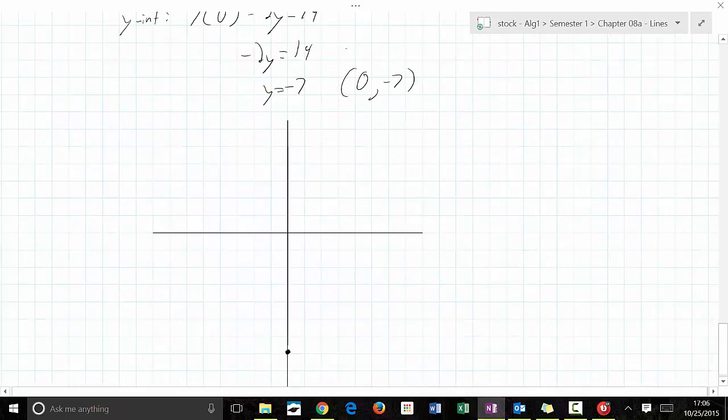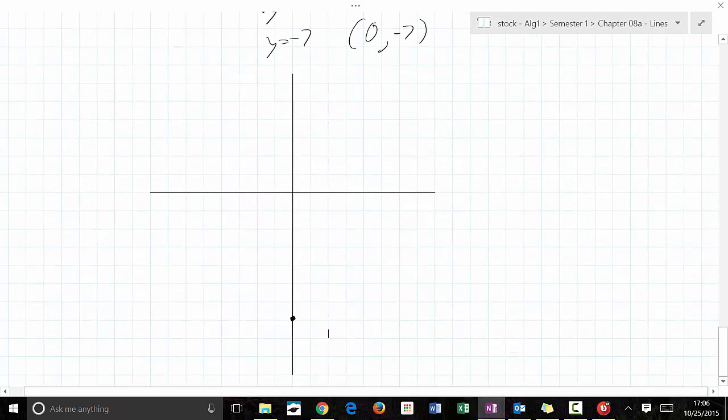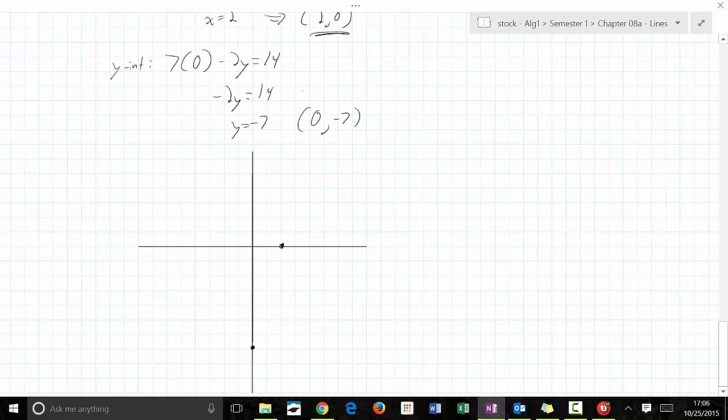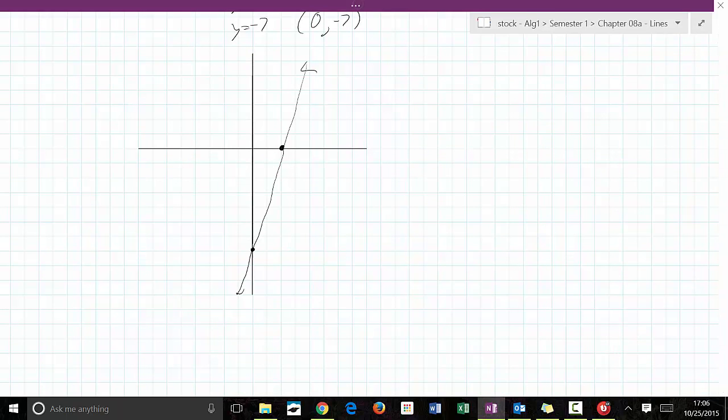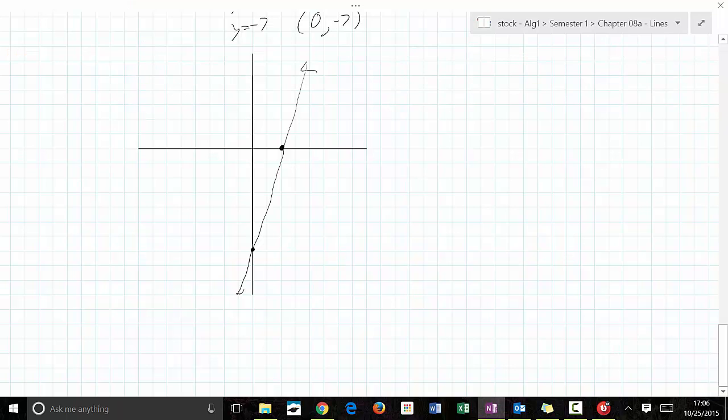There we go. And then 2, 0 is right 2 and up 0. So I get this, just a little sketch. There's my line. So easy enough. We just find 2 points, put them on the grid, and graph the line. So that is graphing by x and y intercepts.